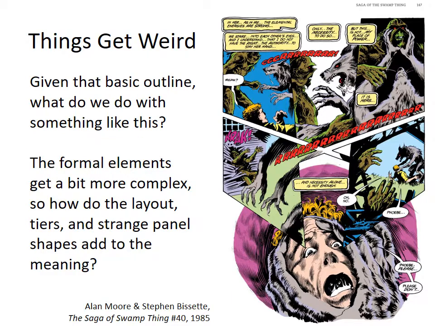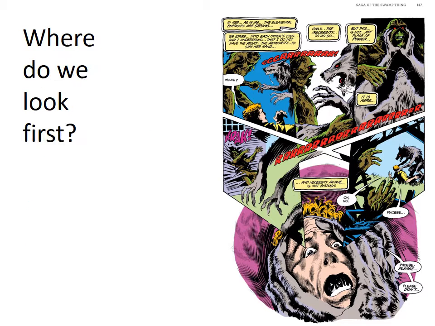Alright, but things can get weird. So if we give that basic outline, what do we do with something like this? The formal elements get a bit more complex, so how do the layout, tiers, and strange panel shapes add to the meaning? Where do we look first? As English readers and speakers, we're trained to look top left first because that's where the thing starts. But we're also drawn down to this weird stuff that's happening at the bottom.